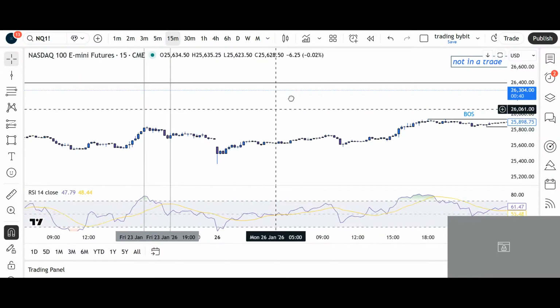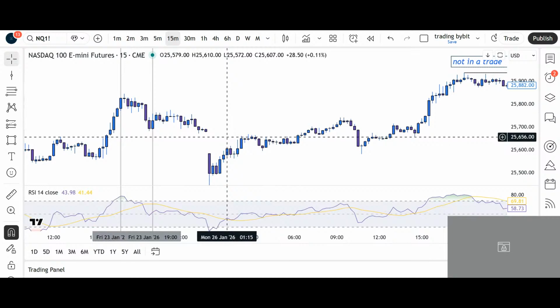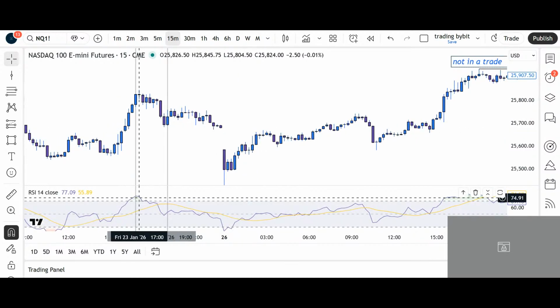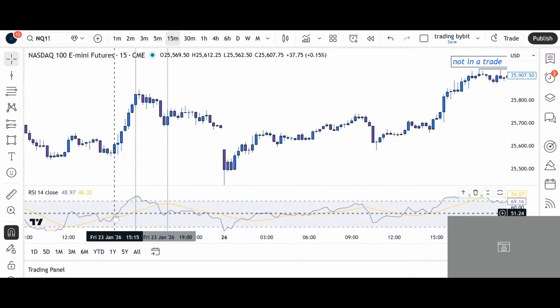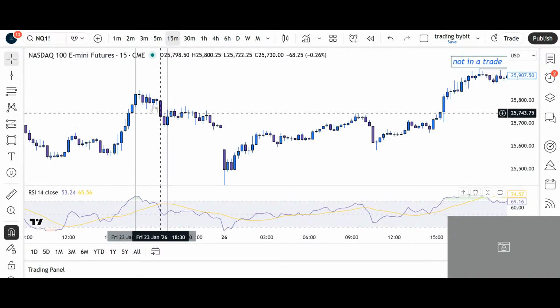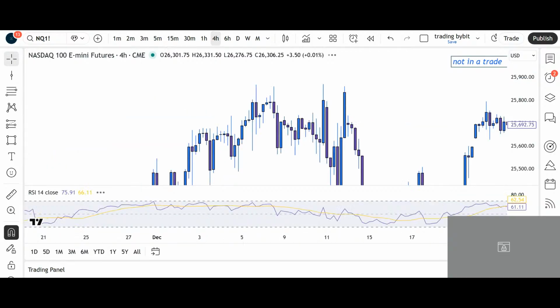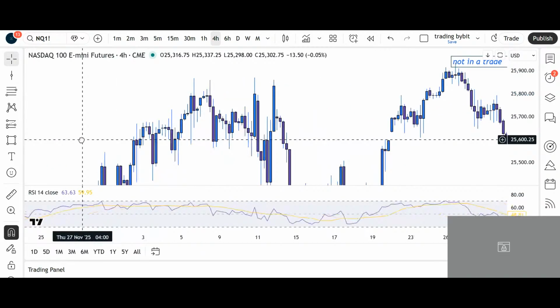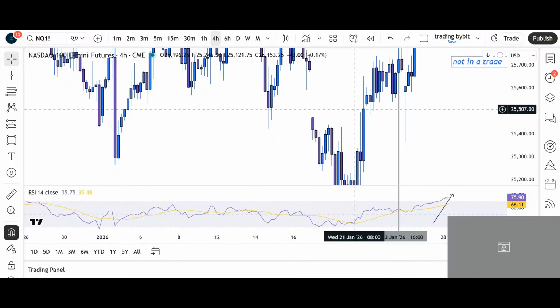Look, here you will see we had lower highs created slowly. We were in up high and we made a new lower high. This means that the market is slowly shifting downwards. You can watch this in a 4-hour too. It's exactly the same movement that we have.